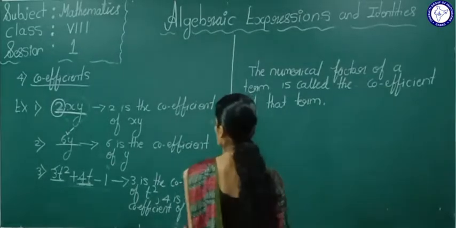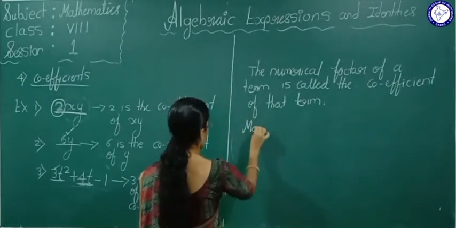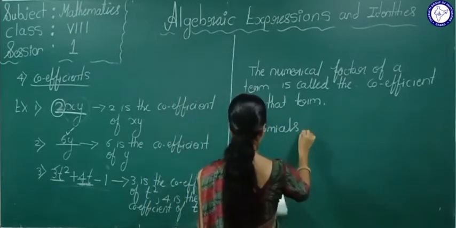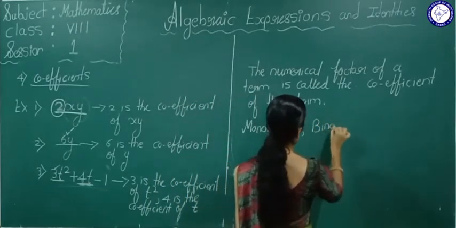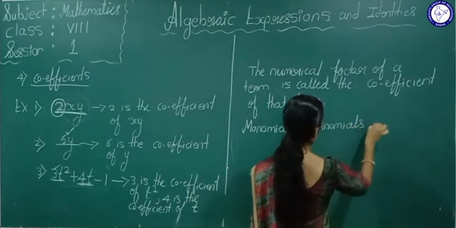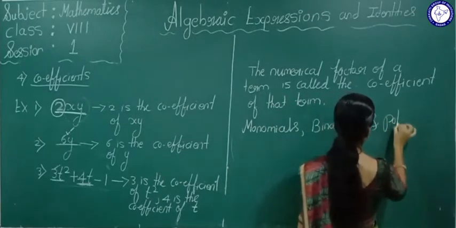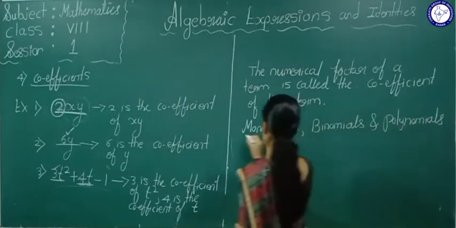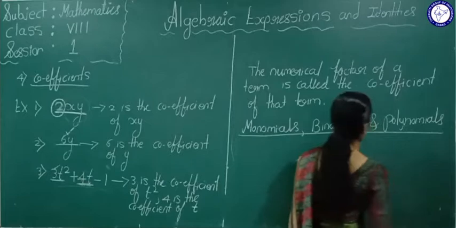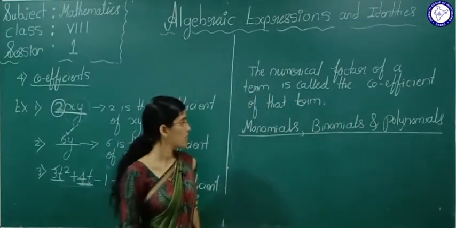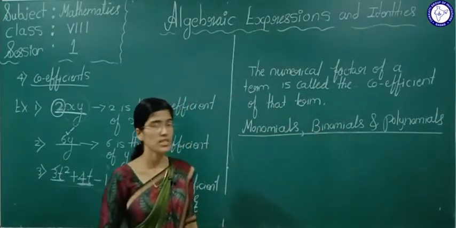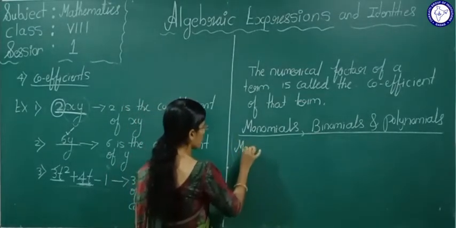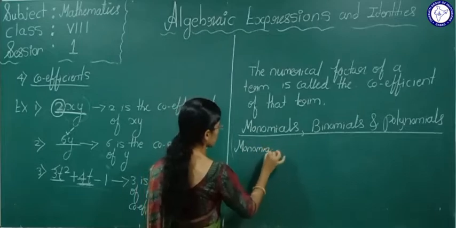So next we are going to see monomials, binomials and polynomials. So next one is monomials, binomials and polynomials. Now we will see one by one. So what is a monomial?